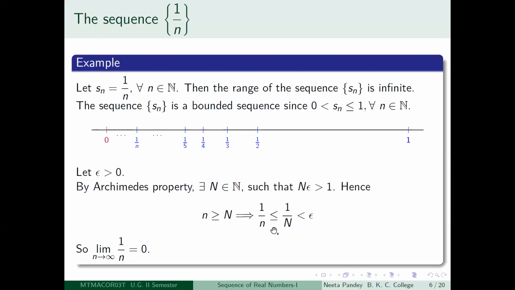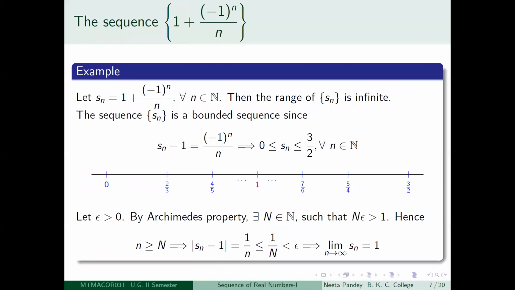So all the 1 by n's will become strictly less than epsilon. So they will be in the neighborhood minus epsilon to plus epsilon. Nothing will be on the left hand side of 0. That is fine. Everything will be on the right hand side, but it will be in the epsilon neighborhood. I think I have made it clear. So by your definition, you have seen that the sequence 1 by n is actually a null sequence. That is, it converges to 0.